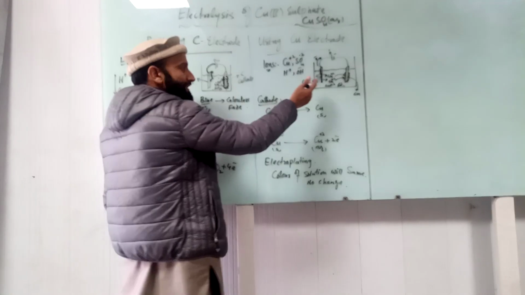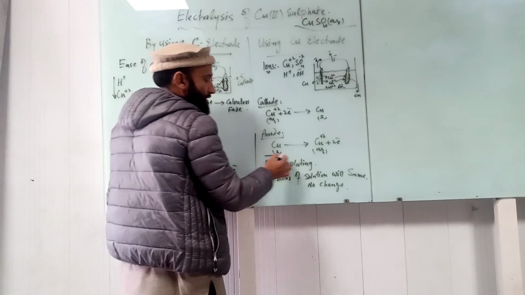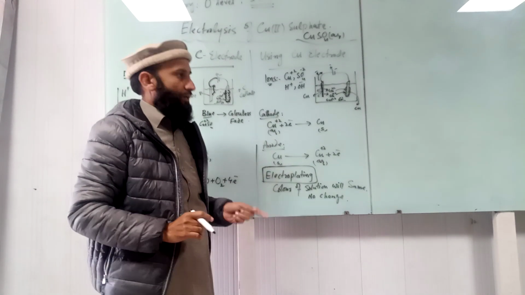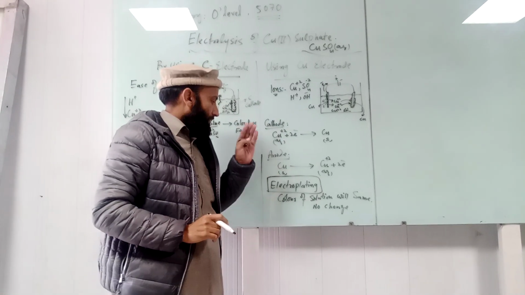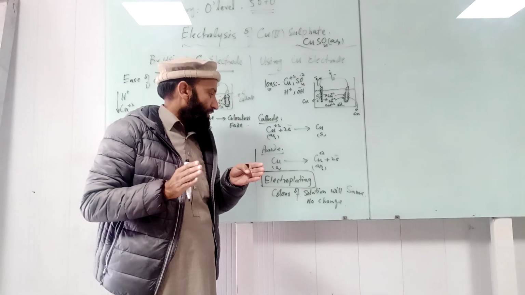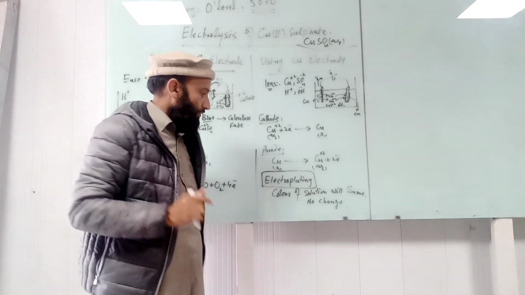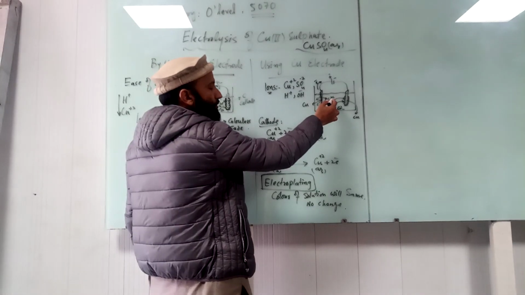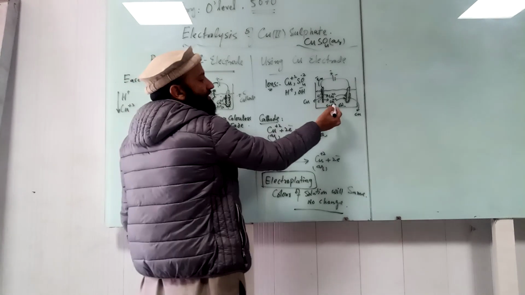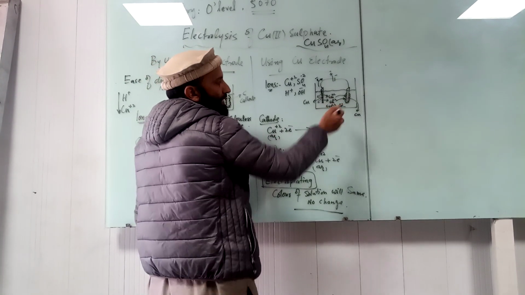Therefore another name of this process is electroplating, which is also one of the topics of the O level. After this we will explain. This is also called electroplating, but there are some rules for the electroplating which I will explain inshallah in the next video. So now the color of this solution will remain unchanged. There will be no change in the color, because the solution has the same Cu 2+ and sulfate ion.